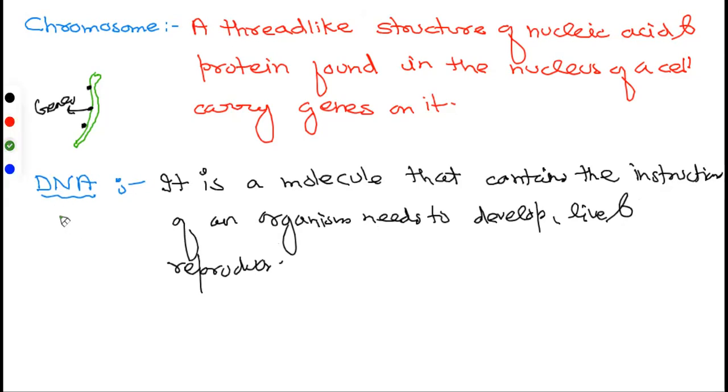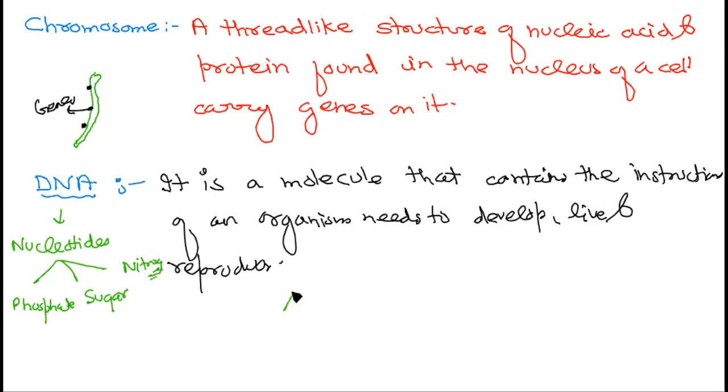Segments of DNA means DNA composed of nucleotides, and each nucleotide contains three things. One is your phosphate group, another is your sugar group, and the third thing is your nitrogen base. So there are four types of nitrogen bases: adenine, thymine, guanine, and cytosine. And there is an order in which these nitrogen bases are attached with each other.